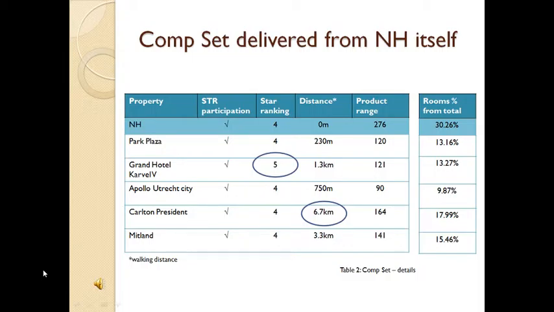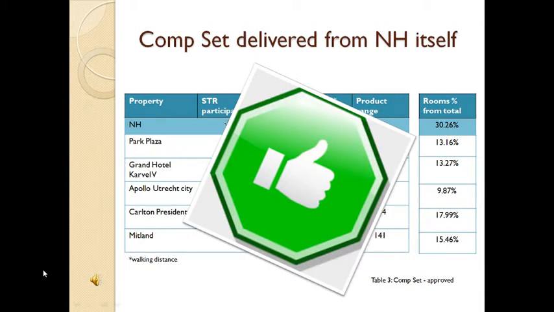Also because of the number of rooms. Since NH is rather big compared to the rest of the hotels, it is important to include a property that has a similar product range. As indicated in the table, Carlton President has the highest percentage of rooms from the total room number, after NH of course. Therefore, I must conclude that the competitive set provided during the guest lecture by NH is really valuable and I will keep it this way and use it for the rest of the project.